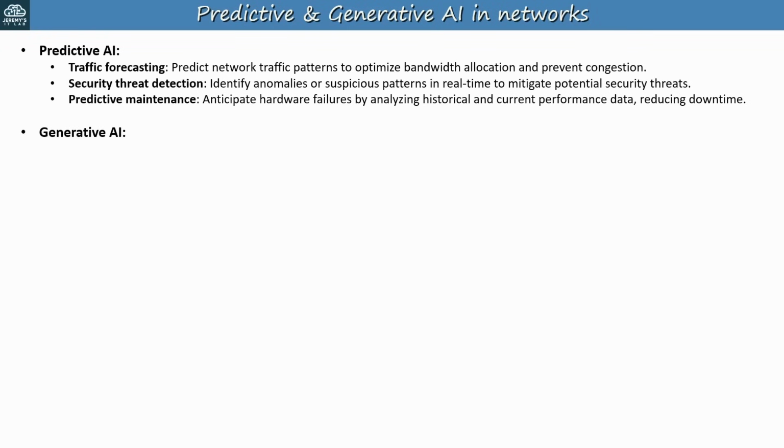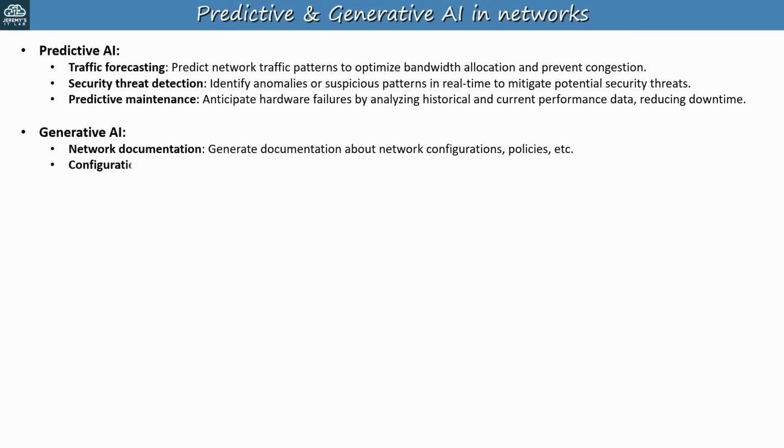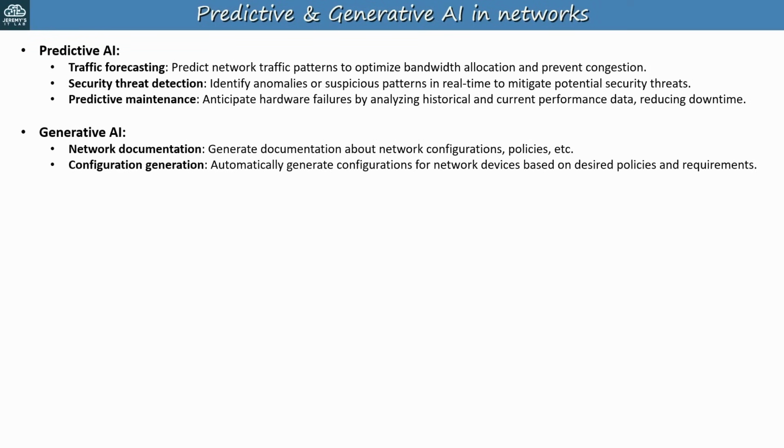And what about generative AI? It has several uses, and I'll demonstrate a few ways you can use ChatGPT for some of these applications as well. First, you can use generative AI for documentation. For example, by providing information about your network and its configurations, the AI can automatically generate documentation for your network. Or you can use AI to help with generating the configurations themselves, based on the policies and requirements you provide.